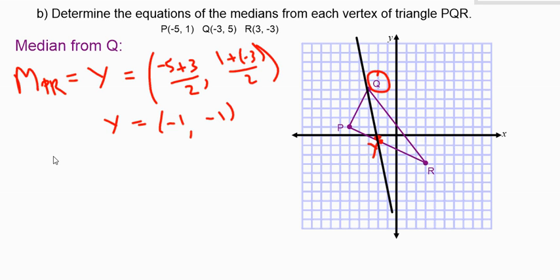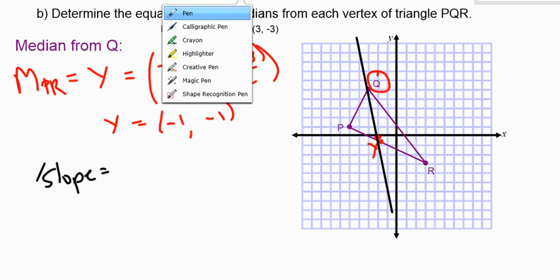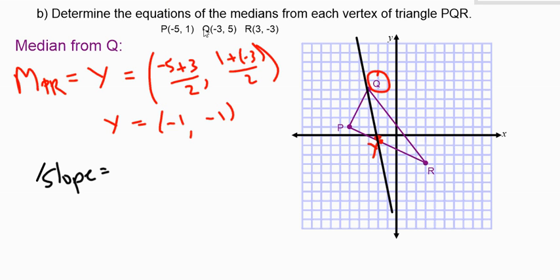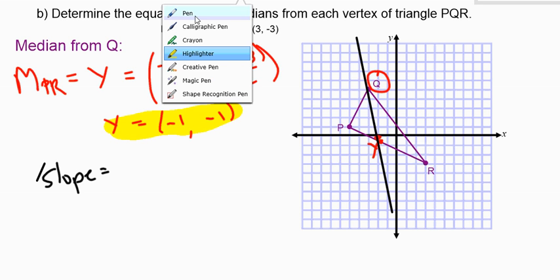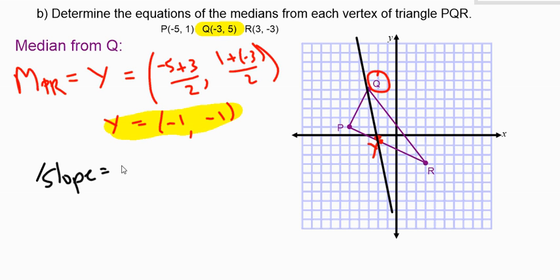To start an equation, we always want to start by finding the slope. So the slope, hold on, I need my pen. And again, the only points I'm allowed to use now are the 2 points on this median line, which are Q and Y. Those are the only points I'm allowed to use. So I like highlighting them. That way my brain doesn't pick up the wrong number at the wrong time.